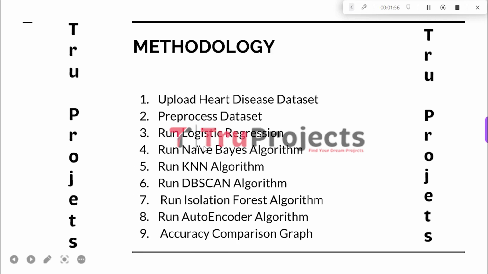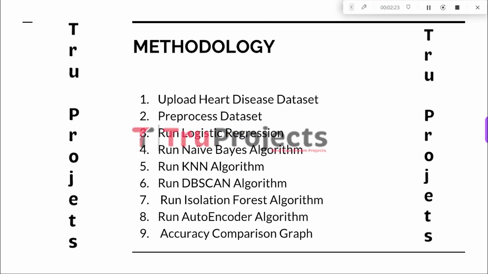These are the modules that are developed to build this project. The first module is upload the heart disease dataset. This module involves uploading the heart disease dataset to the application for further processing and analysis. The second module is pre-process the dataset. The dataset is pre-processed in this module, which includes handling the missing values, normalizing the features, and potentially performing feature selection or engineering to prepare the data for training the machine learning models.